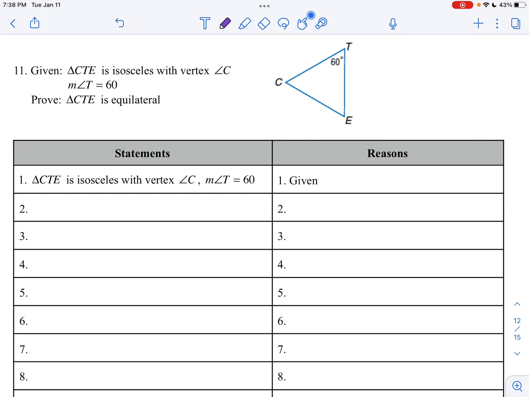So from our given information, if I have an isosceles triangle and I know the vertex angle, then that means I know which two sides must be congruent. If our vertex angle is angle C, it holds together the two congruent sides, which means that CT and CE must be congruent. That's by our definition of isosceles.